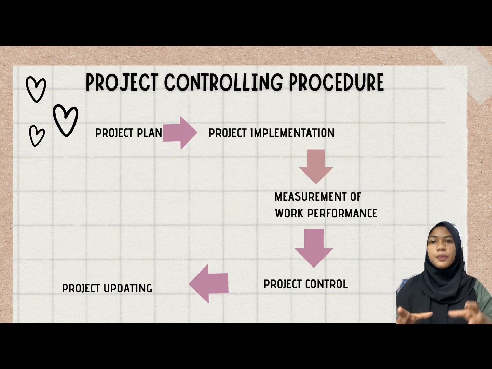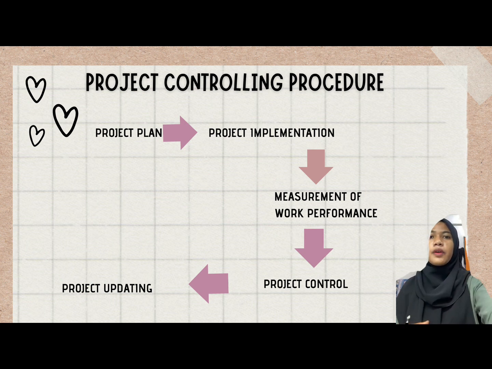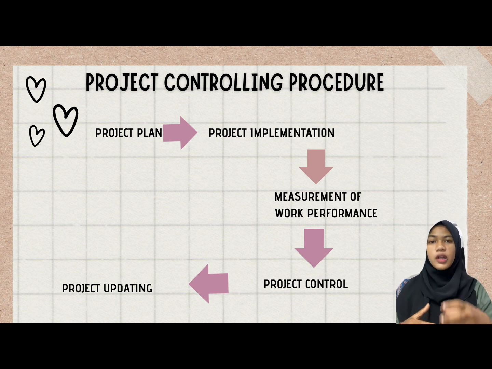Next, I will explain about project control procedures. First, the project plan. It is important because construction activities will not start without a plan. Second, project implementation. The implementation phase keeps the project plan on track with careful monitoring and control processes to ensure that the final deliverable meets the acceptance criteria set by the customer.